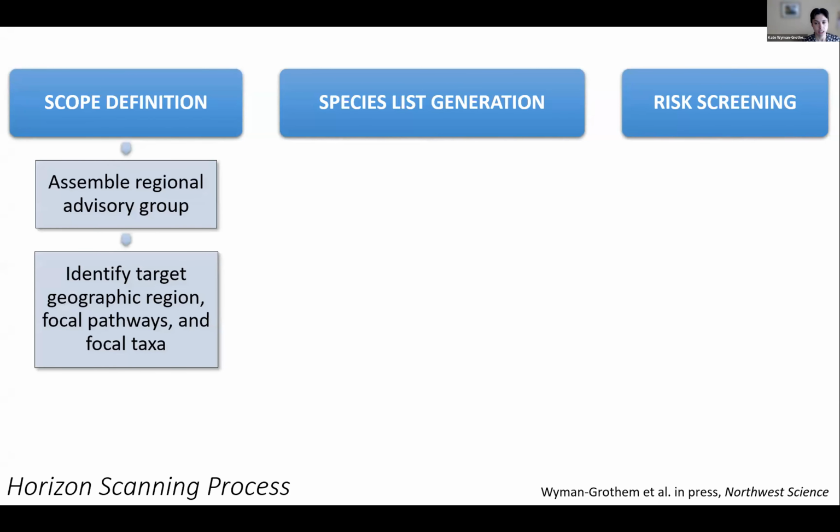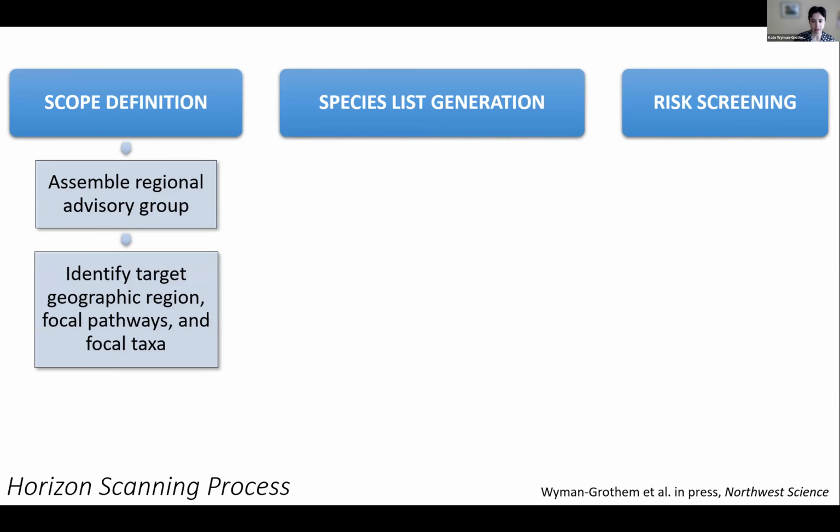In the first phase, we describe the scope of the horizon scan. At this point, we're not looking for a list of individual species to focus on. We're interested in what pathways and groups of taxa are most concerning. If we went straight to the species level, we might focus too much on species that are already high on our priority list, and we might miss something that isn't on our priority list, but should be.